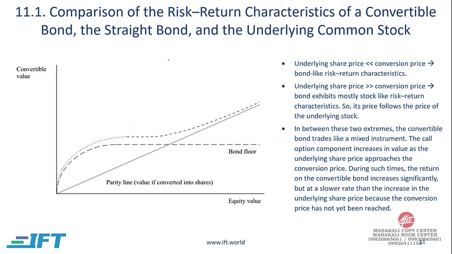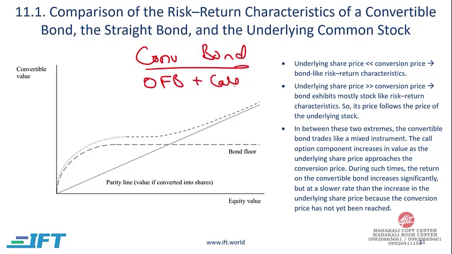We will now look at the risk return characteristics of a convertible bond. And here, let's just quickly remember the key points related to a convertible bond. A convertible bond gives the holder the right to convert the bond into equity at some predetermined conversion price. So in essence, a convertible bond is like holding an option-free bond and a call option on the underlying stock. And this call option becomes valuable as the underlying stock price increases. We can think of that conversion price as the strike price for the call option.